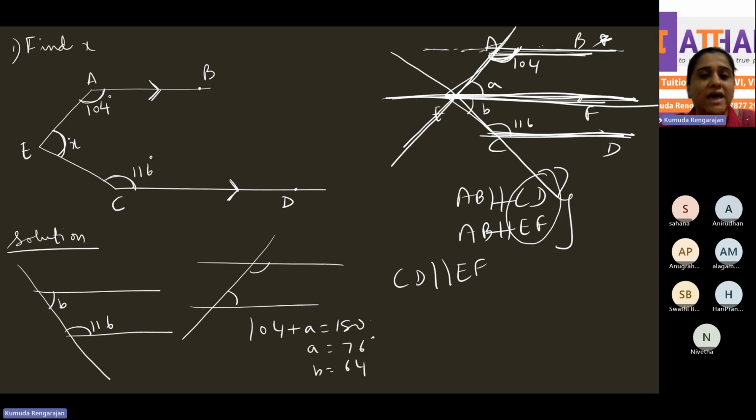So now what is X? X is equal to A plus B. This one fully is X. What is X? A plus B. So X is equal to 76 plus 64, which is 80 plus 60, 140 degrees. All right.